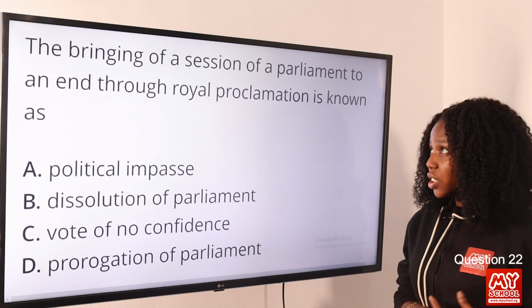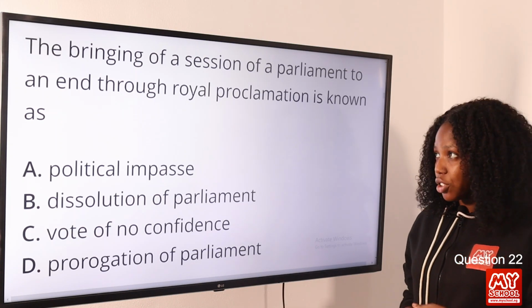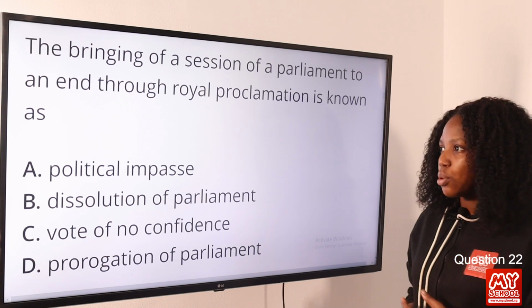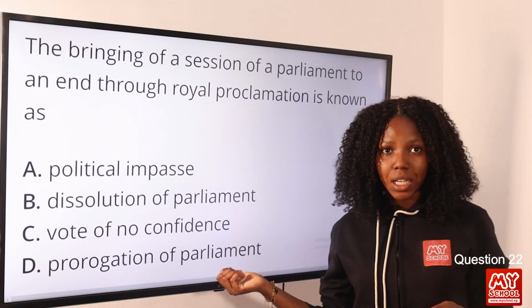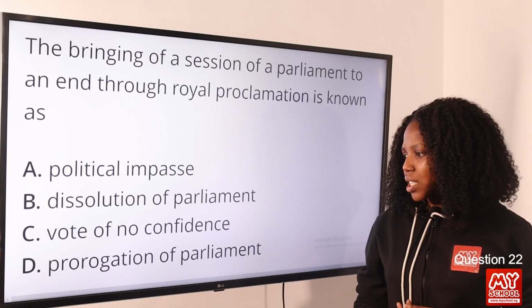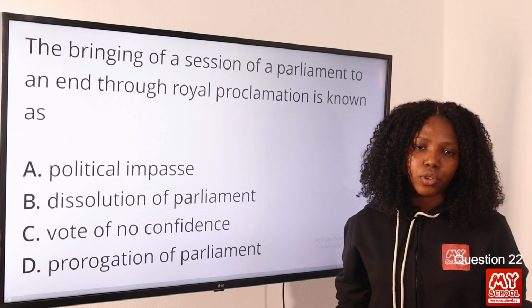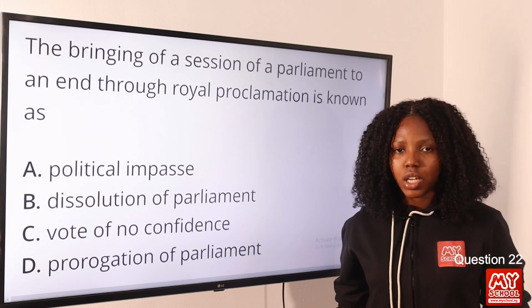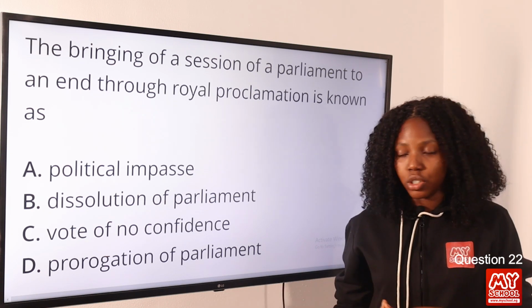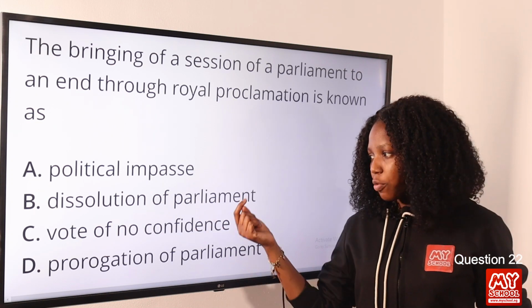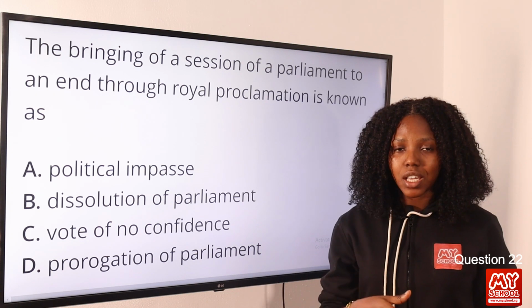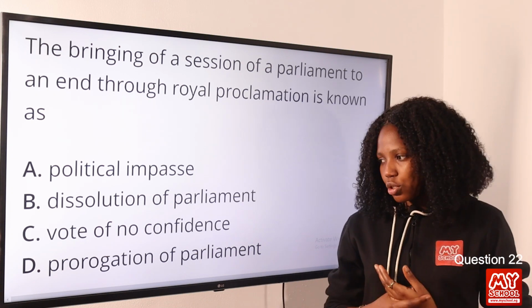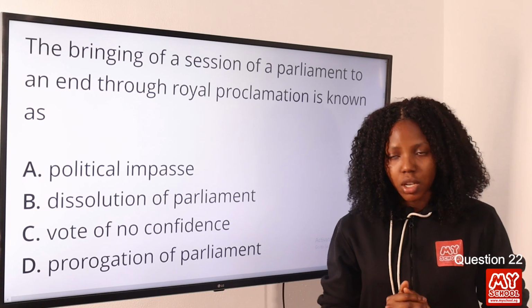Question 22. The bringing of a session of a parliament to an end through royal proclamation is known as dash. The answer to this question is prorogation of parliament. Prorogation marks the end of a parliamentary session; it terminates the session. However, dissolution of parliament is quite different, because the dissolution of parliament also terminates the session, but it is followed by a general election. So the answer to this question is option D, prorogation of parliament.